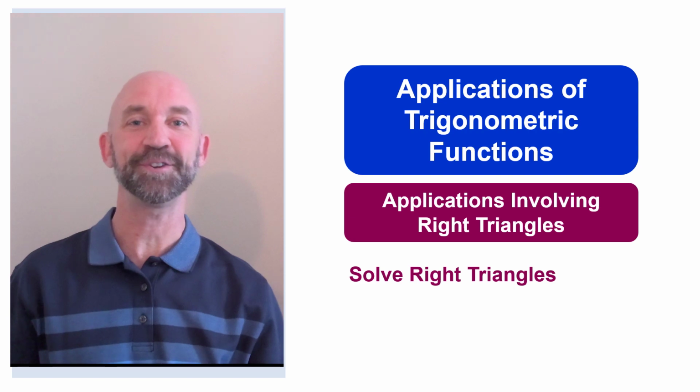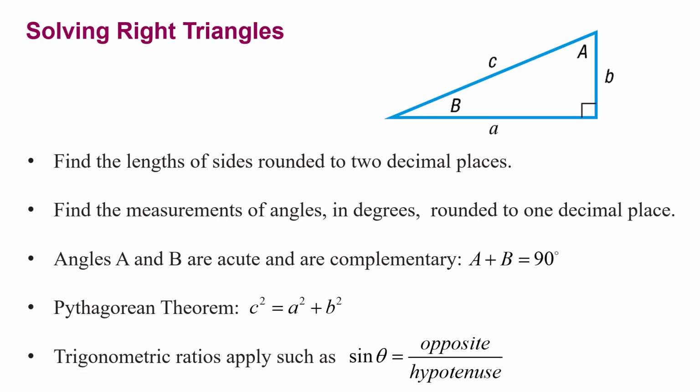So let's get started. In the discussions that follow, a right triangle is always labeled so that side A is opposite angle A, side B is opposite angle B, and side C is the hypotenuse. Note that we use capital letters to represent the measure of an angle and lowercase letters to represent the length of the side of the triangle. To solve a right triangle means to find the lengths of its sides and the measurements of its angles.